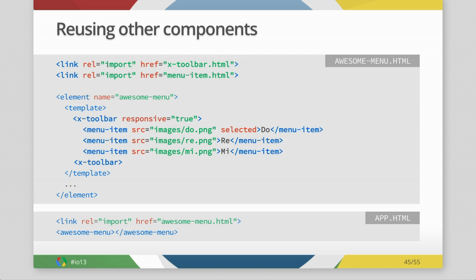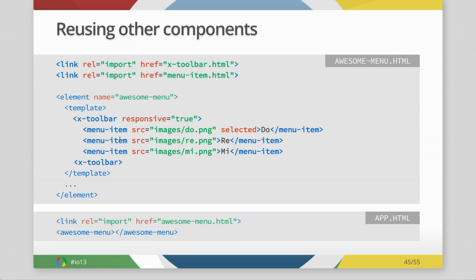So inside of my awesomemenu.html, I can link in an X toolbar tag somebody's created. I can link in a menu item somebody's created. And when I'm creating this awesome menu, this new tag that I'm defining in HTML, I can use that work. So whether it's mine, somebody else's, totally cool. And so this is an example of a custom element using other custom elements.